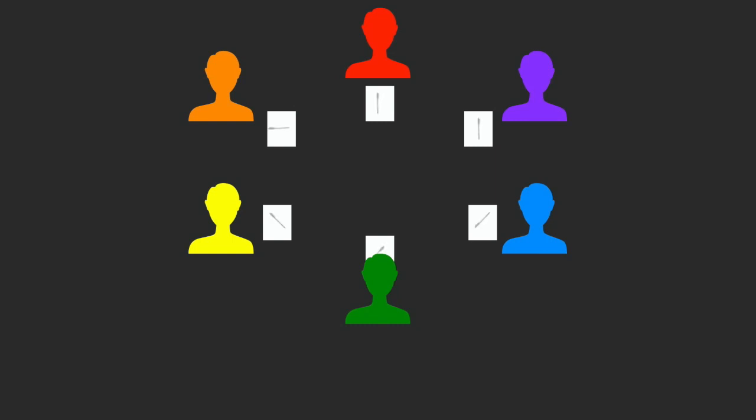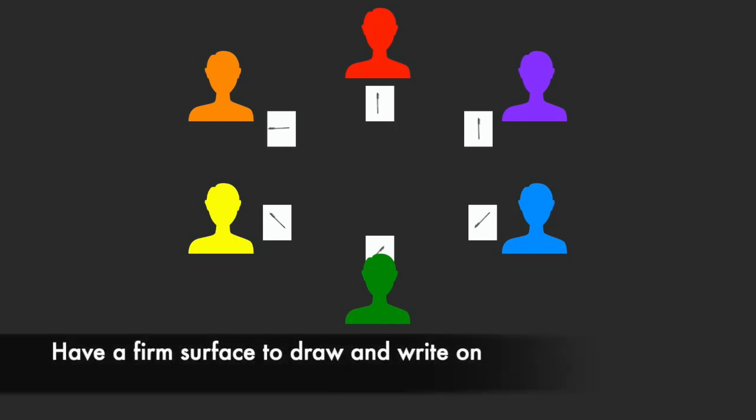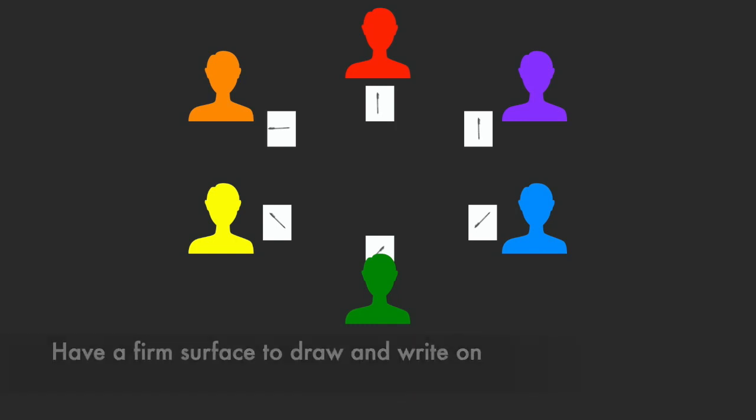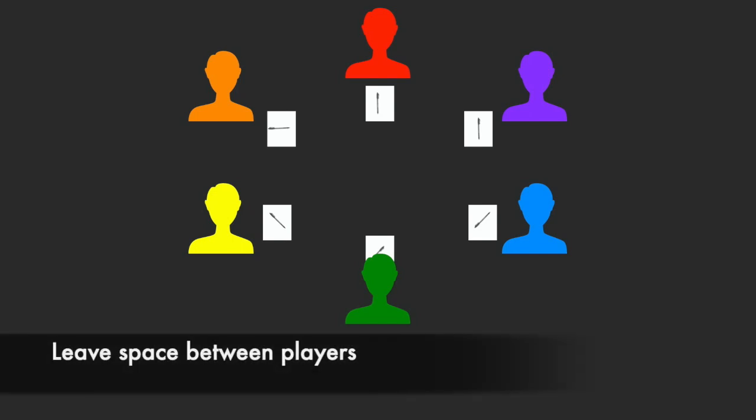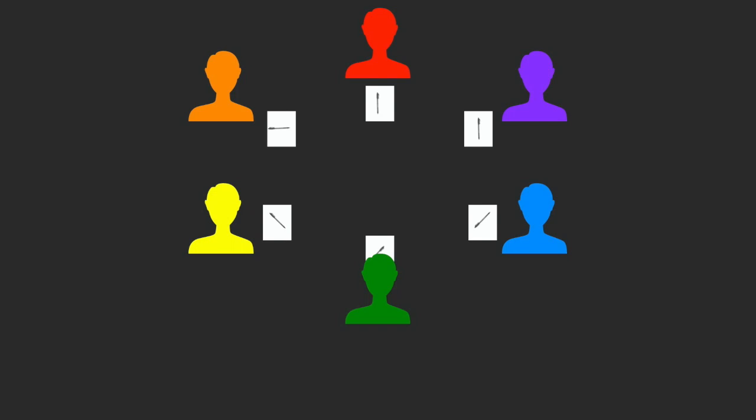Each player should also have a firm surface to write on, so they may either sit around a table or they may use a hard surface such as a book to draw and write on. They will also need enough space to be able to write and draw on their paper without the other players seeing their work. After setting up the game, players are ready to start playing.